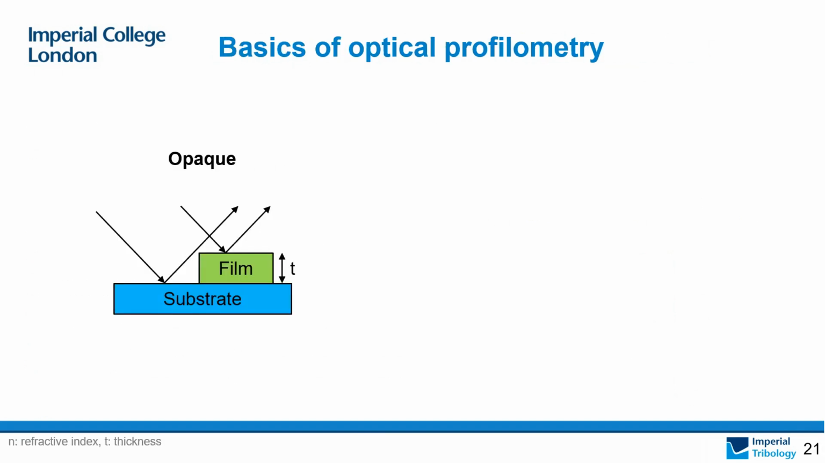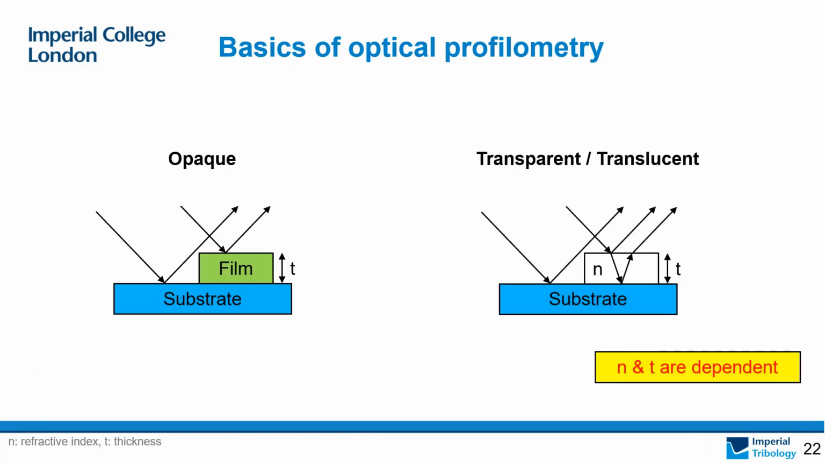Now, a little bit about how film thickness is measured using optical profilometry. If a film that we measure is opaque, thickness can be obtained from the optical path difference, which is caused by the height change between the substrate and the film surfaces. Things are more complicated if the film is transparent. This is because light can now go through the film. And because of this, the refractive index must be taken into consideration.